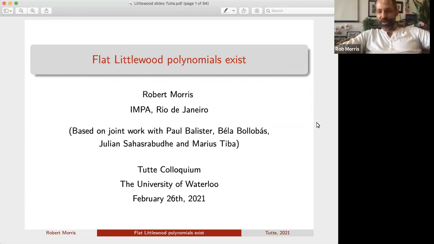So I'm going to tell you about Littlewood polynomials. I'm not going to assume that you know anything about them at all, and so the main things I'm going to be assuming are some basic familiarity with combinatorial and probabilistic things. So in particular, the proofs will be all completely combinatorial.